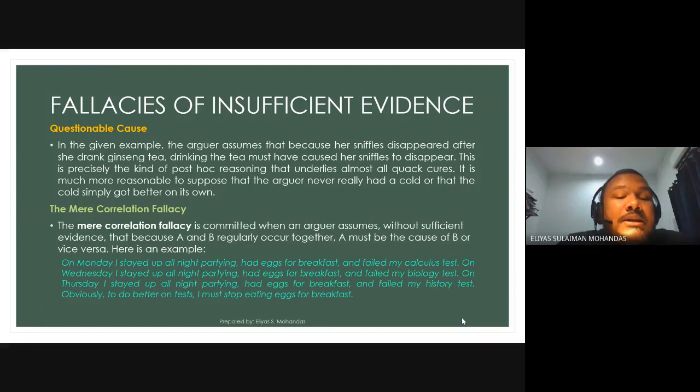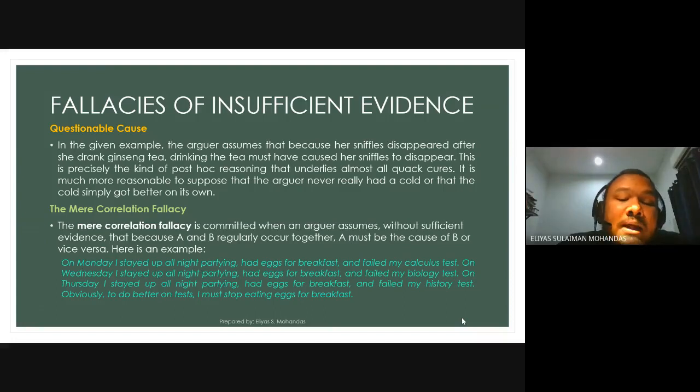Okay, the mere correlation fallacy is committed when an arguer assumes without sufficient evidence that because A and B regularly occur together, A must be the cause of B or vice versa. So this is an example.